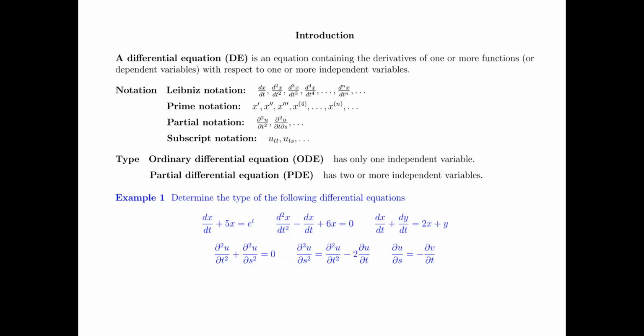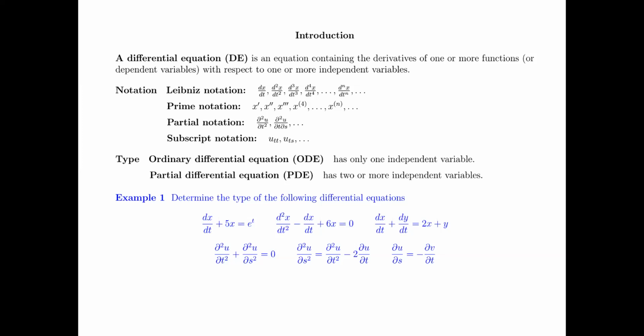So there are two types of differential equations. There's ordinary differential equations, or ODEs, which have only one independent variable. And then there are partial differential equations, or PDEs, which have two or more independent variables. And again, in the notation up there, the first two, Leibniz and prime notation, represent ODEs, and the second two, partial notation and subscript notation, represent examples of PDEs.